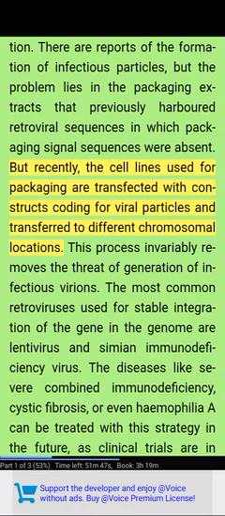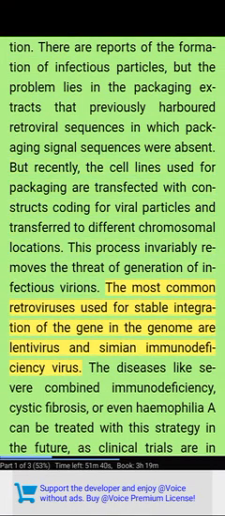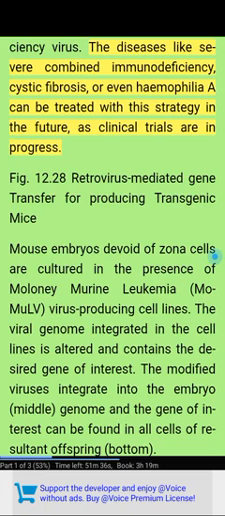But recently, the cell lines used for packaging are transfected with constructs coding for viral particles and transferred to different chromosomal locations. This process invariably removes the threat of generation of infectious virions. The most common retroviruses used for stable integration of the gene in the genome are lentivirus and simian immunodeficiency virus. Diseases like severe combined immunodeficiency, cystic fibrosis, or even hemophilia A can be treated with this strategy in the future, as clinical trials are in progress.